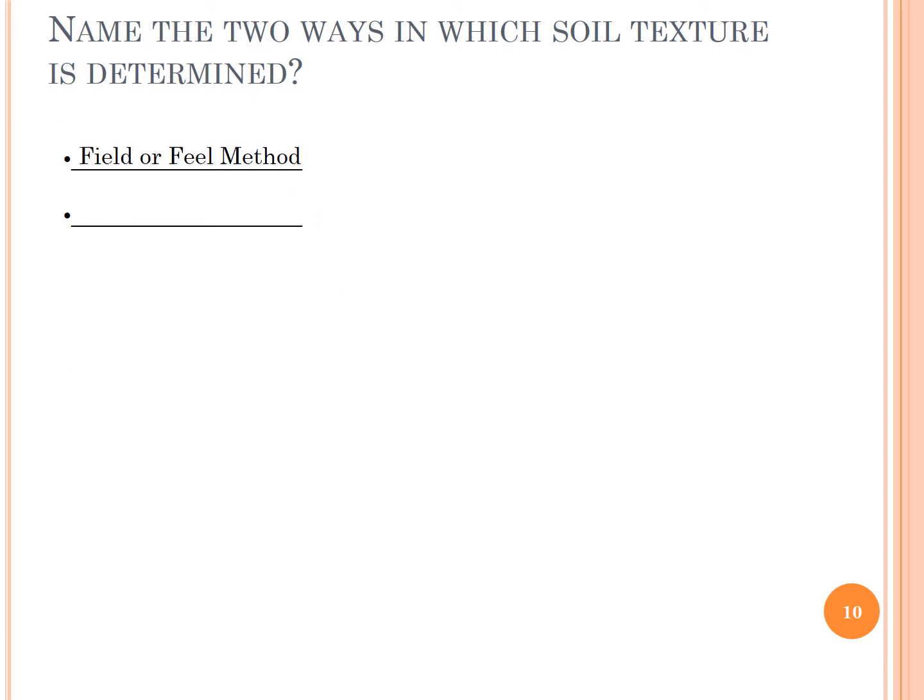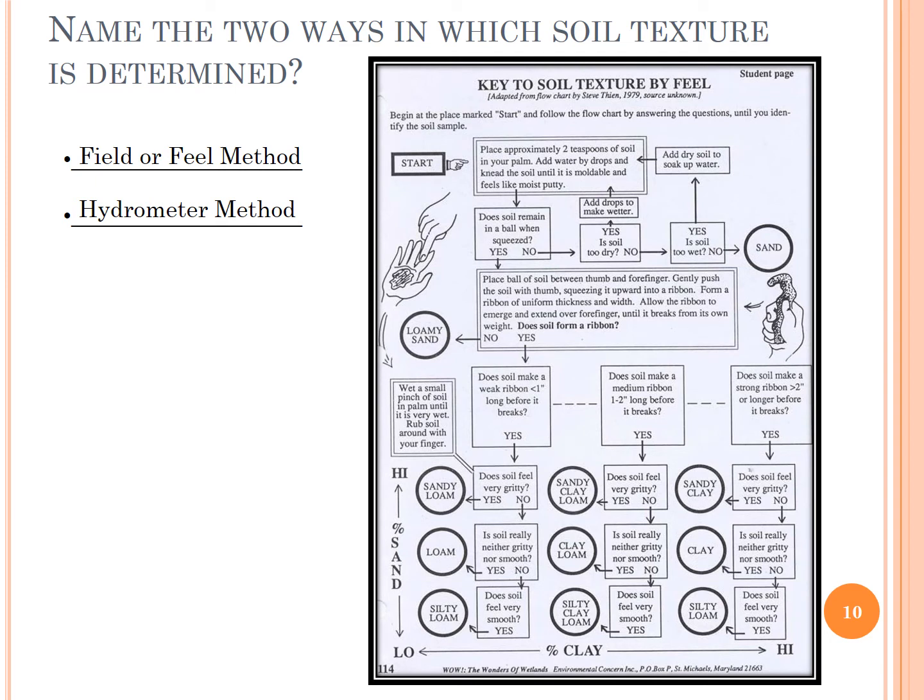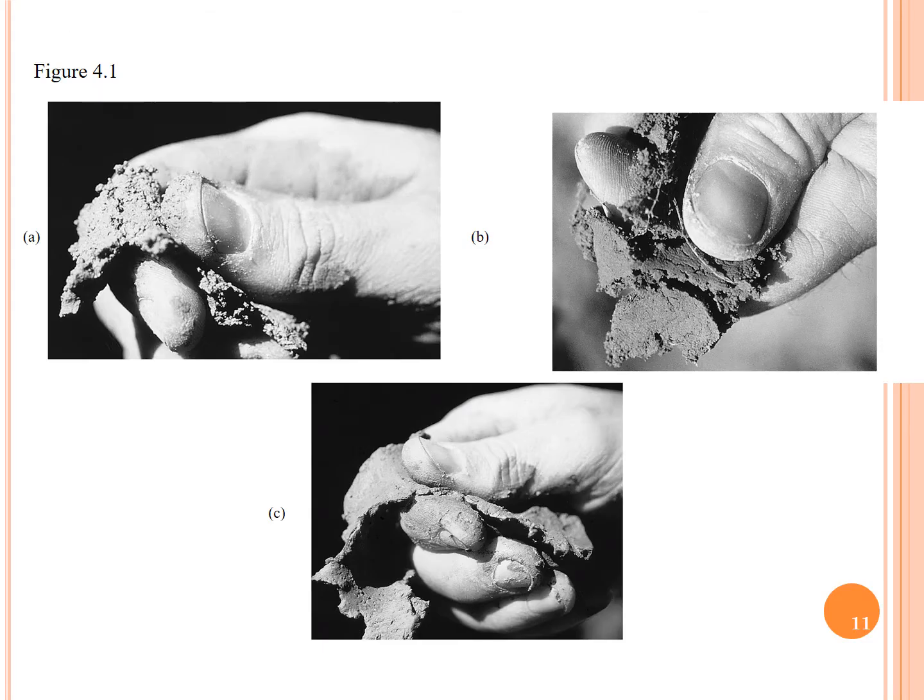So when we determine soil texture, we use the field or feel method, which is what you guys did in your very first lab where you learned how to texture soil, or we can use the hydrometer method in lab. So this is a chart that's often useful for learning how to texture by feel. These are examples of ribbons. This ribbon in example A is too thick. This ribbon in example B is also too thick, but this ribbon in example C is just right.